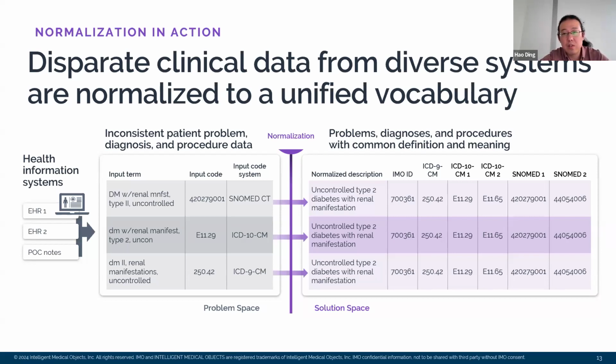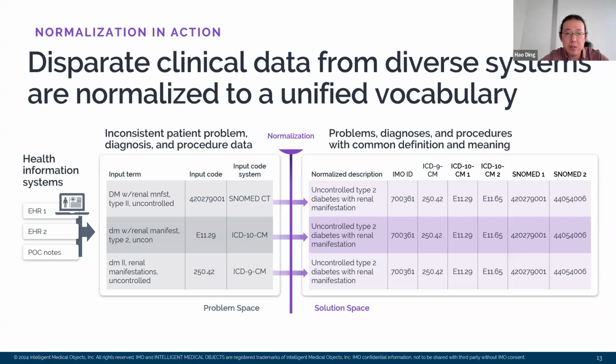For example, let's consider a common condition like diabetes with renal manifestation. In different EHRs, it can be recorded in different phrases, such as DM, both in lower case, with renal manifest, type 2, uncontrolled, or with individual words without a complete phrase. That could also come along with a unique code in SNOMED-CT or ICD-10. This is a common theme that we're constantly facing every day: various input terms and codes for the same clinical concept will create confusion and hinder efficient data utilization.